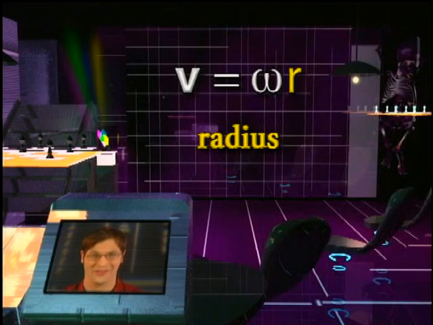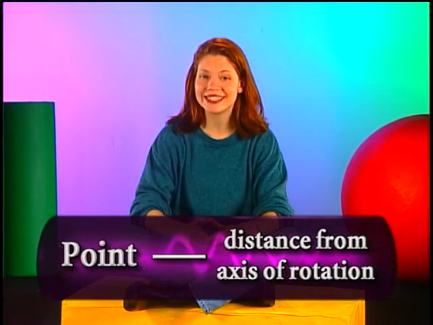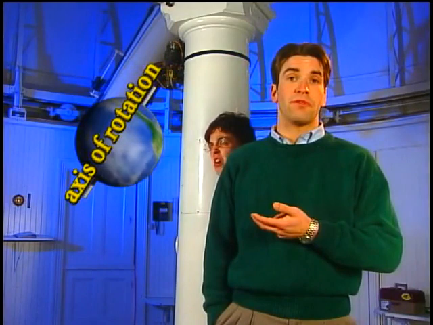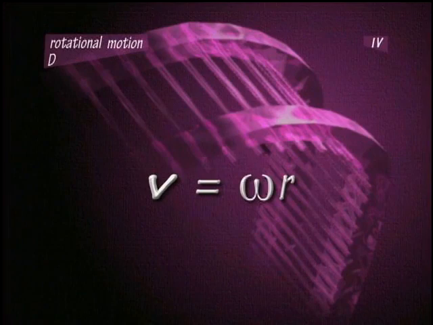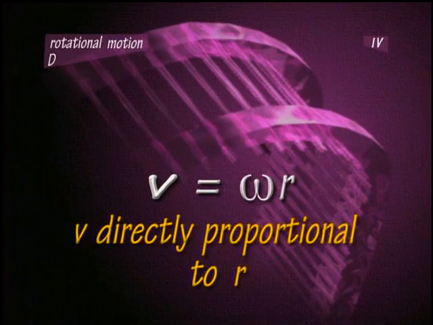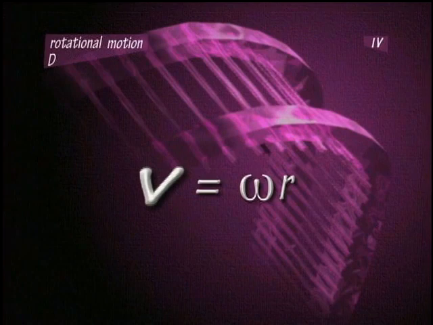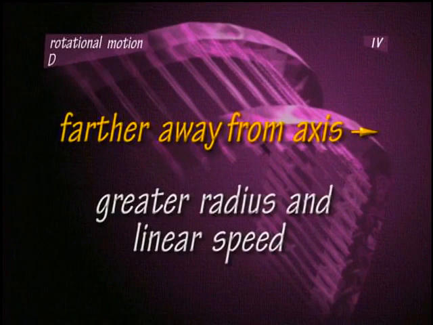of the object's path. This equation is especially useful when speaking about a point that's a certain distance from the axis of rotation. The axis of rotation is the axis about which all the objects of the rotating body are moving. For example, this is the axis of rotation of Earth, and the Earth is spinning about this axis. In the equation v equals omega times r, v is directly proportional to r, because if the velocity increases, the radius will increase, and if the velocity decreases, the radius will decrease. So the farther a point on the object is from the axis, and the greater that point's radius, then the greater its linear speed.